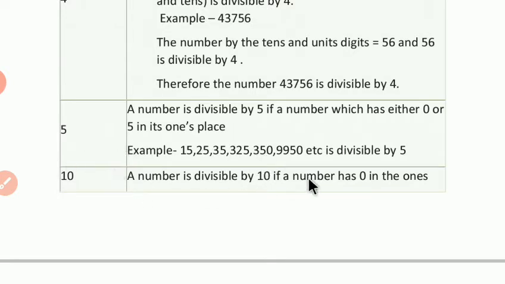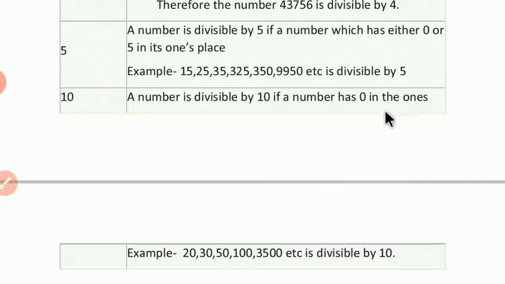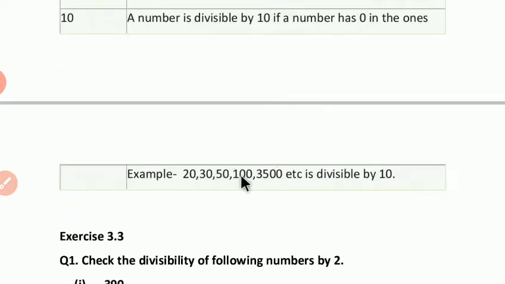Now 10. A number is divisible by 10 if it has 0 in the ones place. 20, 30, 100, 3500, etc. are divisible by 10.